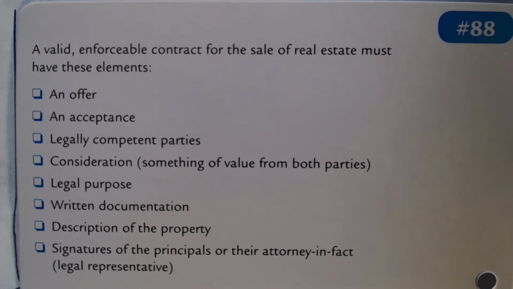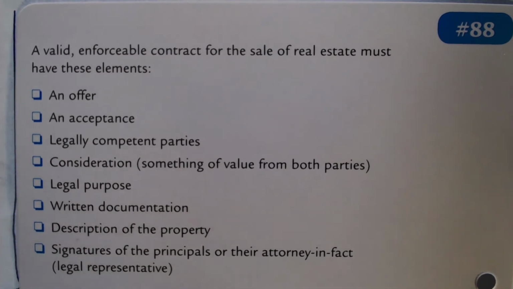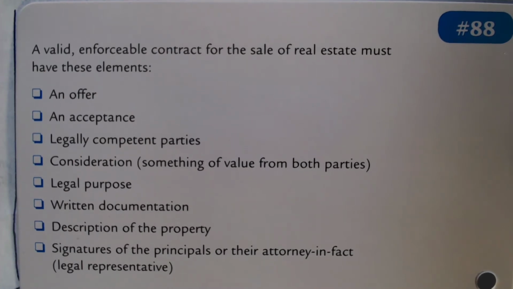It should be written, with a description of the property. Again, this is pertaining to real estate, so a valid enforceable contract for real estate, because some contracts don't require it to be written, real estate does. Description of the property. Signatures of the principals or their attorneys in fact will create a valid enforceable contract. These are very important terms to know.